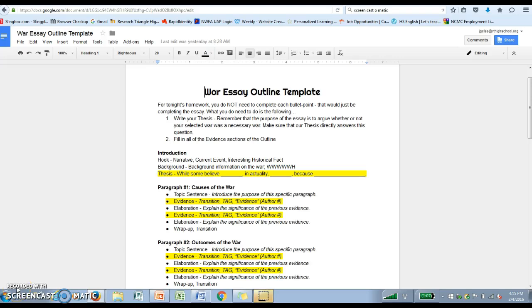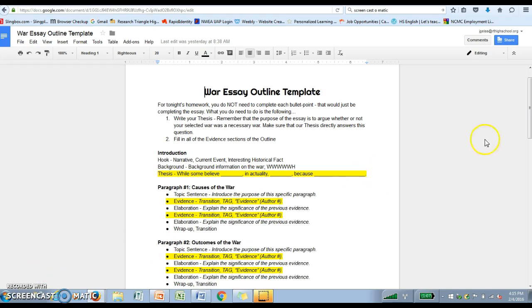Hi students, for tonight you are going to write the introduction to your war essay. In order to do that, what you'll need to have up is your war essay outline. I would like if you could type your paragraphs directly into the outline. If you would prefer to do it in a separate document, that's more than fine, but for the purposes of the video, I'm going to show it as being written into the outline itself.